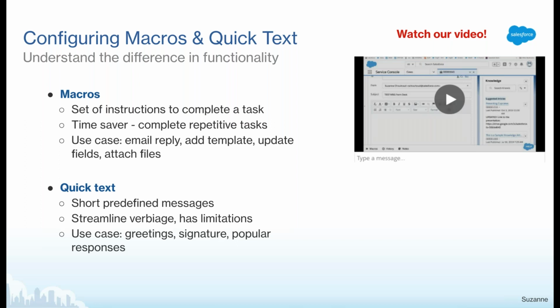So I'll be hopping into my org here briefly to showcase how a macro can be built. But before that, really brief on quick text. I did mention that they are easier to set up, so I'm going to try to focus on macros specifically today. But with quick text, the main use case here is brief messages. If you have very short greetings, but you are aware that you cannot cram in too many characters there, there is a character limit, then quick text might just be the easier way for you to get this set up in Service Cloud.